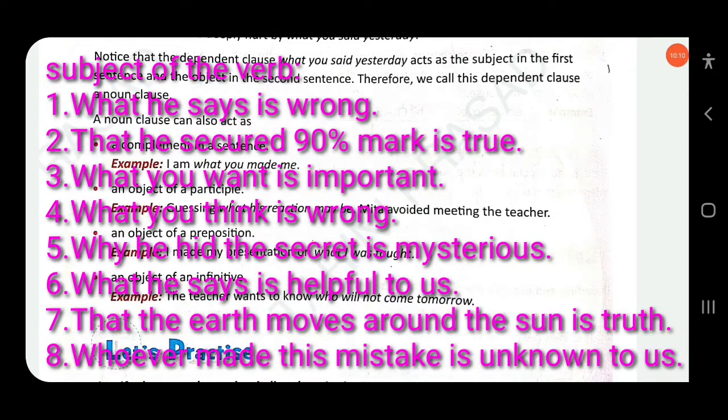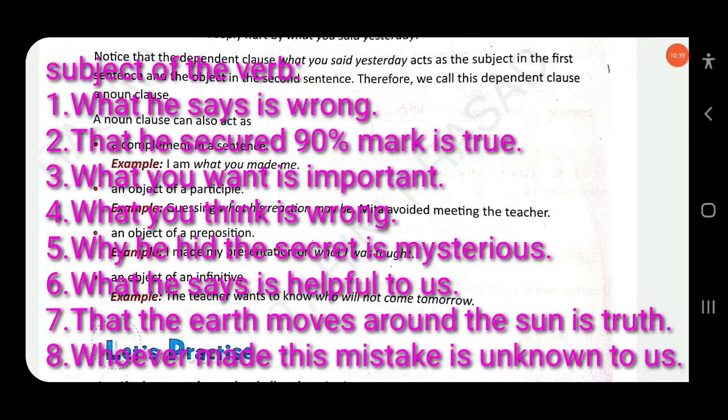Clear? Similarly, take another example, what you want is important. What is important? What you want. So here what you want, this is a noun clause, and here it functions as a subject in the sentence. Clear? Similarly, take another example, what you think is wrong. What is wrong? So here what you think, this is noun clause, and it functions as a subject in the sentence.